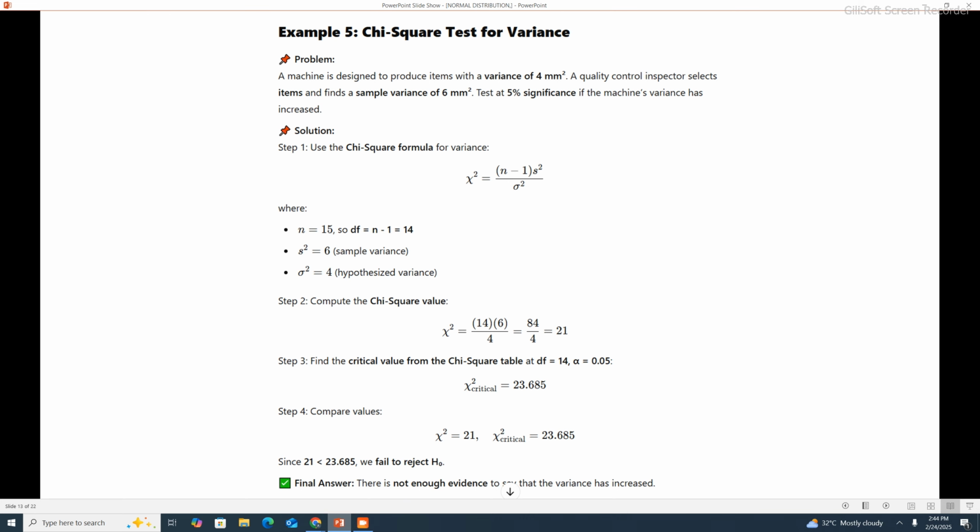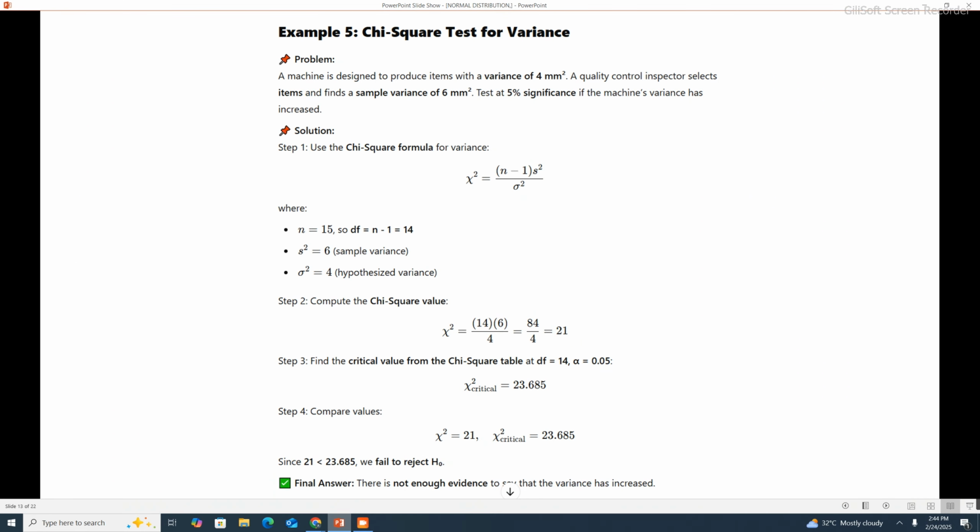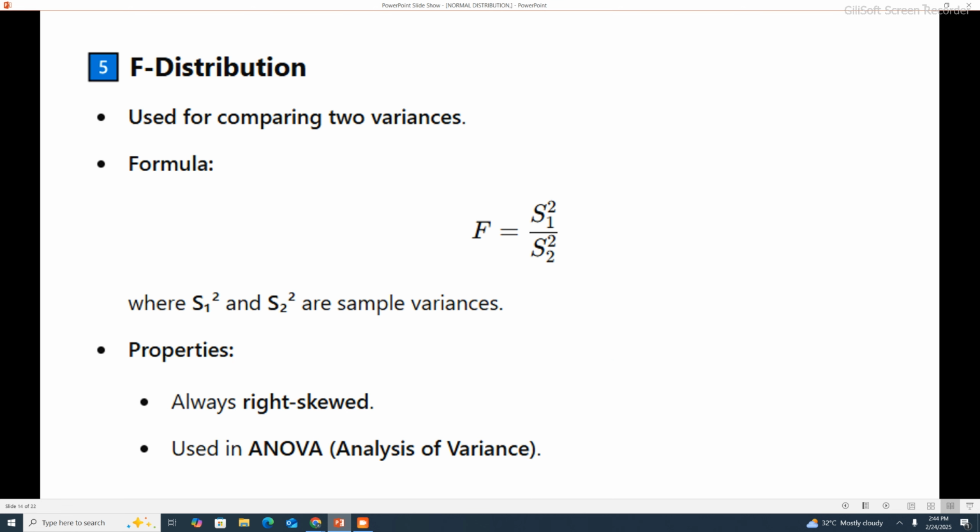And when they now calculated, the calculated value was 21. You agree with me that 21 will be within. So that means we will not reject, we will accept it. So in this case, there is not enough evidence to say that the variance differs, so we will fail to reject it.